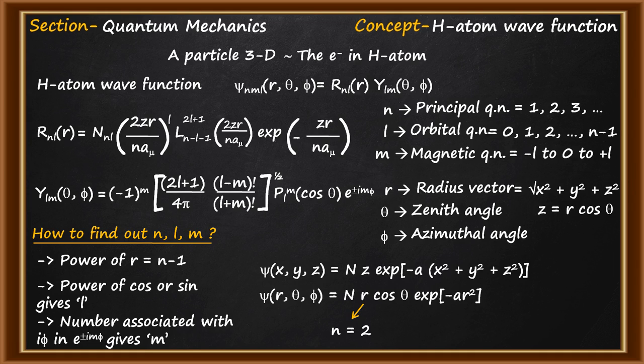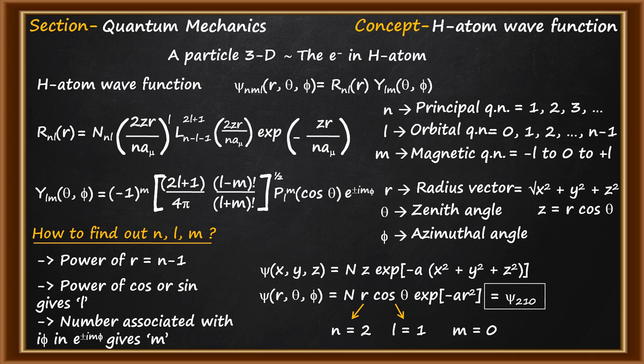Again, we have a term cos theta. So the power of cos theta here is 1. That means L is equal to 1. Now there is no e to the power i phi term here. That means m is equal to 0. So we have got the quantum numbers. So the wave function we can write down as psi 210. So this is our given wave function.